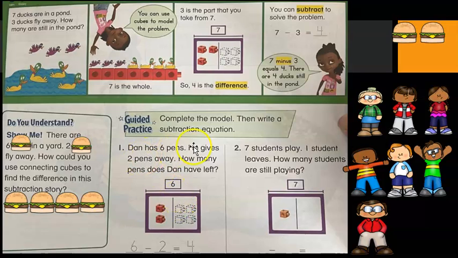Now, how many does Dan give away? Dan gives away how many pens? 2. So look, these 2 cubes that are red, you take them out of there. How many are left over? 4. Okay, so here's your answer again: 6 minus 2 equals 4.